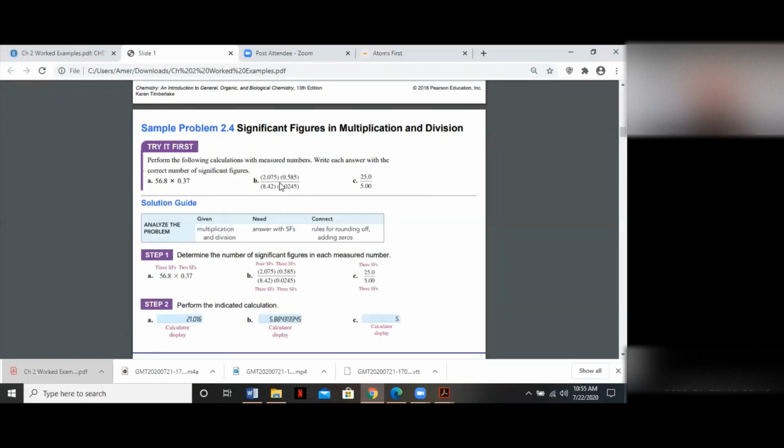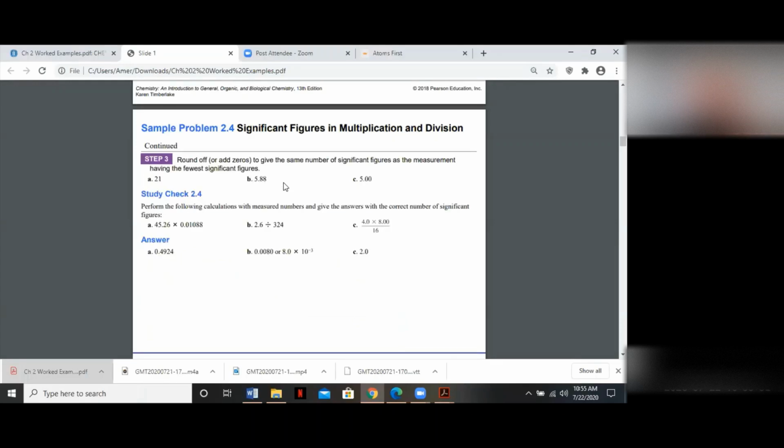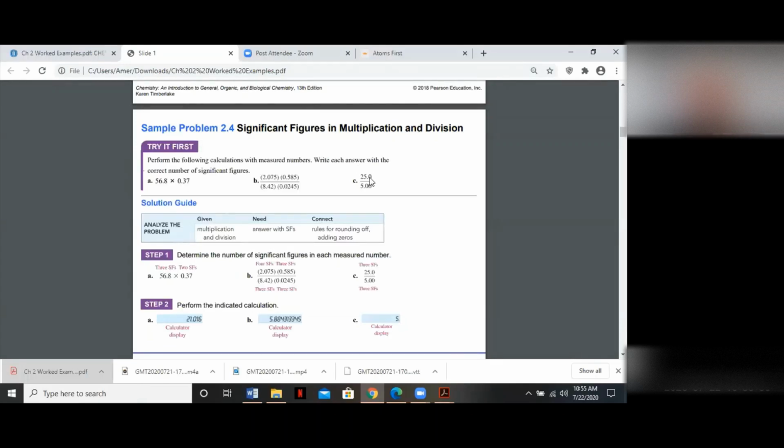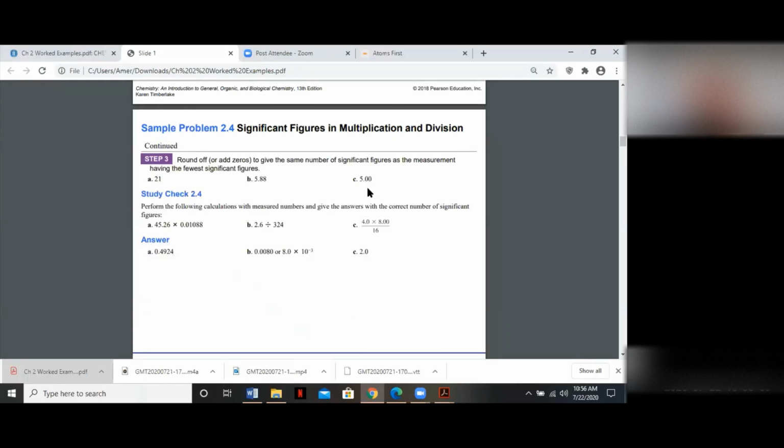Division and multiplication. Okay, I got 4 sig figs, 3 sig figs, 3 sig figs, and 3 sig figs. I do this in my calculator, and I keep in mind that my final answer should have 3 sig figs, and that's what I have, 5.88. Final one, division, 25.0 divided by 5.00, 3 sig figs divided by 3 sig figs. So I know my final answer should be 3 sig figs as well, and that's why you see 5.00.